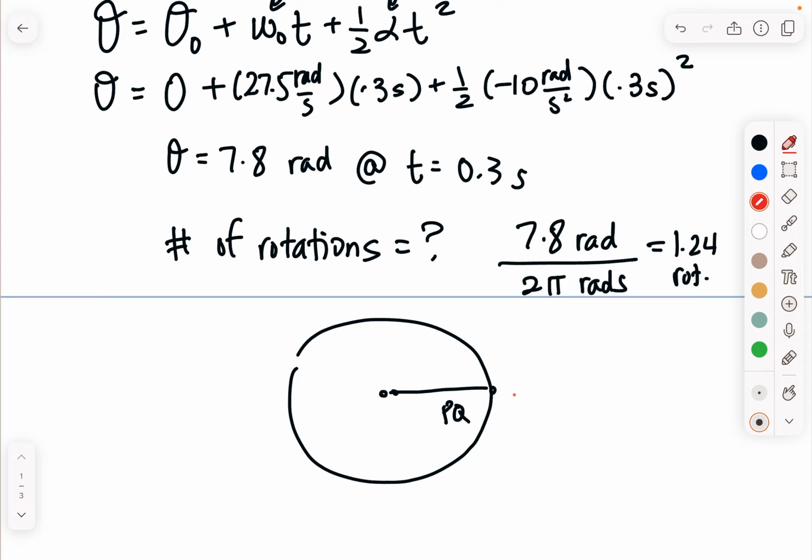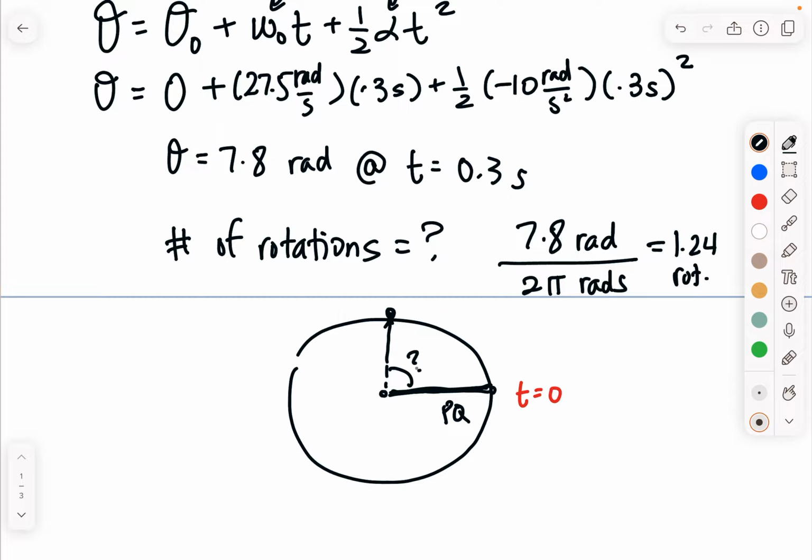So we start the clock. Here it is at t equals 0. It starts rotating around, right? Rotating around. And it's going to do one complete rotation, and then it's going to go about a quarter of the way, and it's going to land right here.